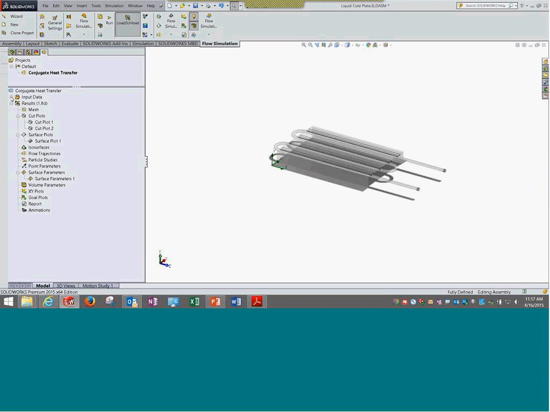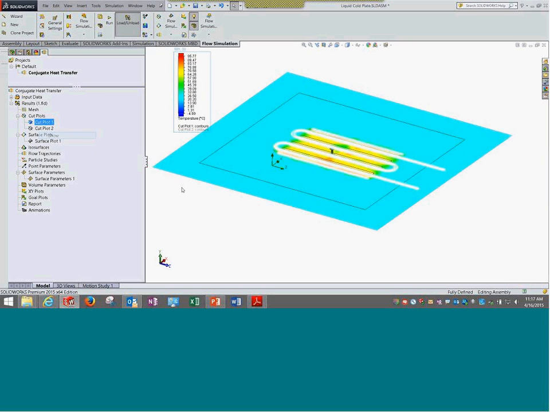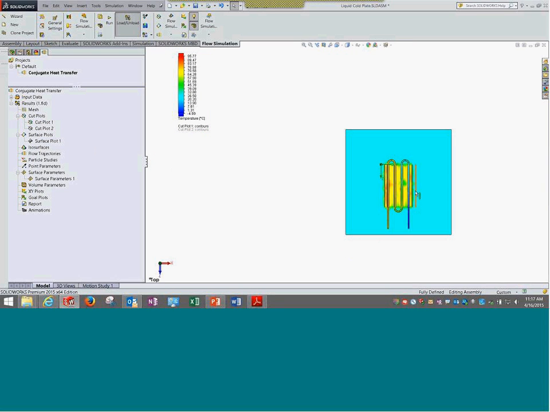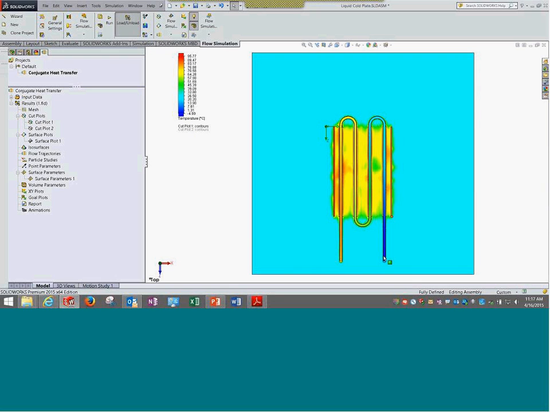So now is the temperature distribution. The liquid is coming in at minus 5 degrees Celsius. It gets heated all the way when it goes out. Okay, and actually it is taking away a huge amount of heat from this system.